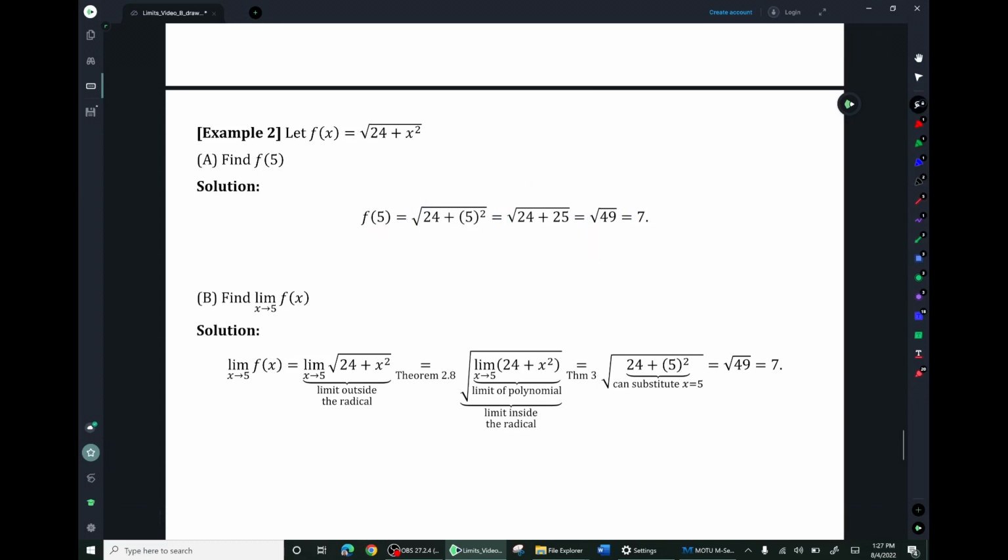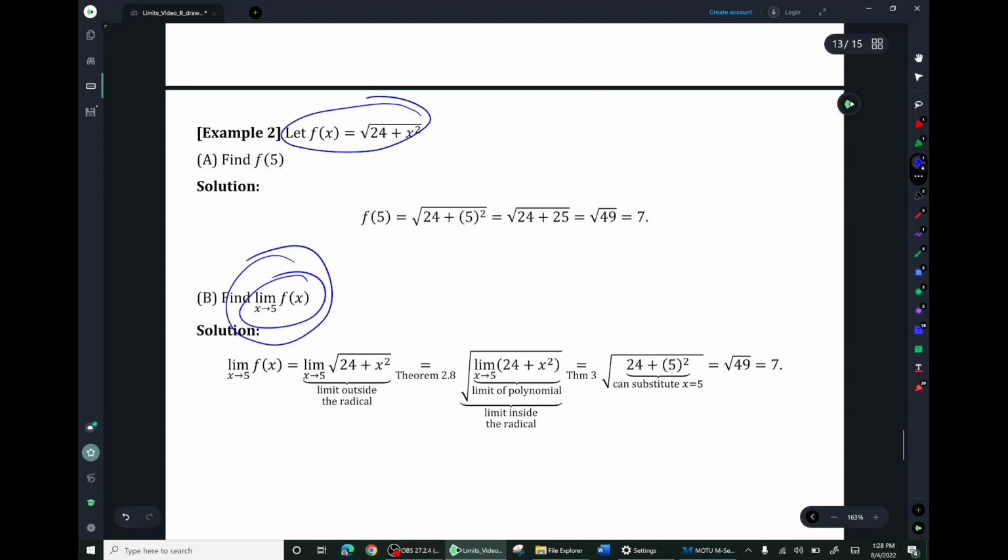Question B says to find the limit as x approaches 5 of f of x. Now remember that until we knew about those theorems about properties of limits, we would only be able to estimate such a limit by making a table of x, y values for that formula. But using those properties of limits in theorems 2, 3, and 4, we should be able to find this limit analytically and precisely.